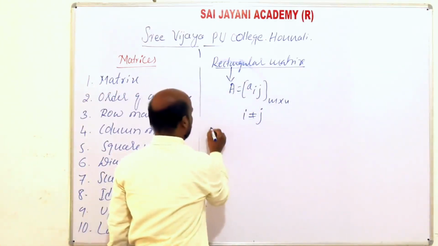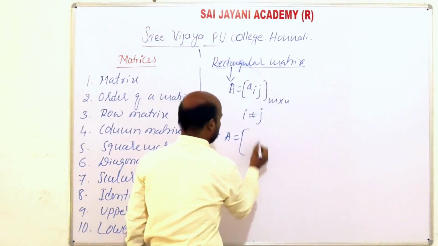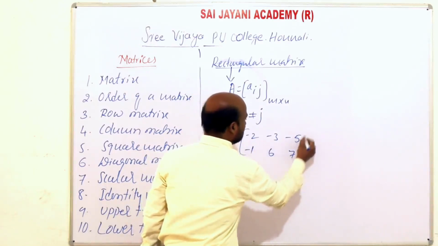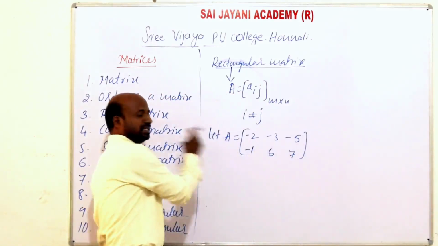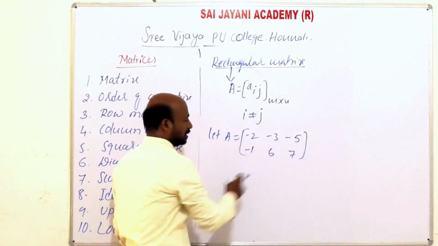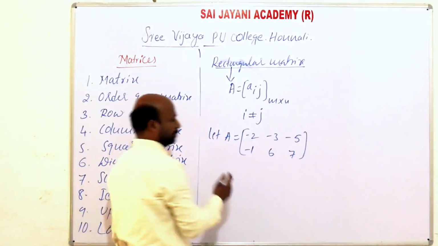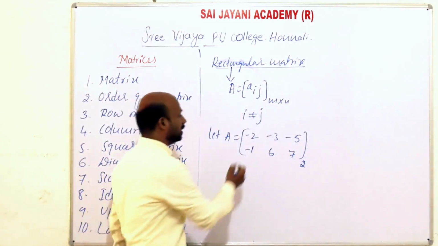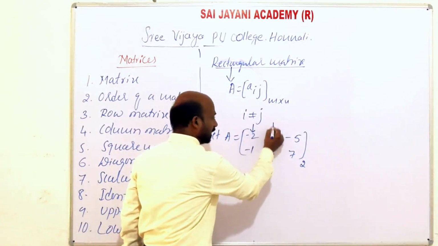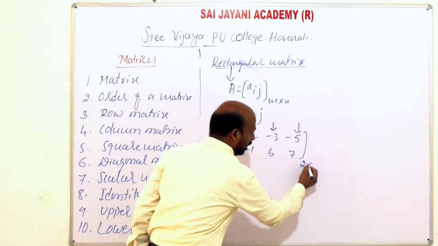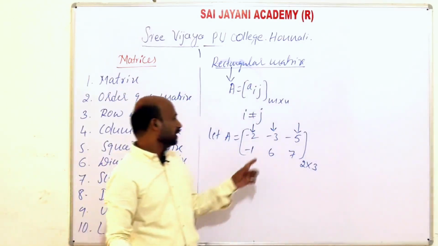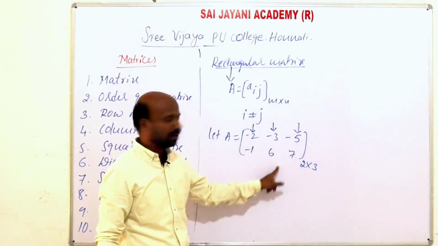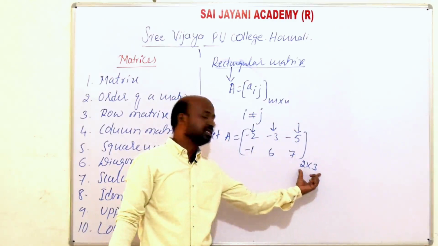So for example, let us take the matrix A = [-2, -3, -5; -1, 6, 7]. The matrix A has a first row and a second row. It means it has 2 rows, so the first number in the order is 2. It has first column, second column, third column. So the matrix A has 2 rows and 3 columns, and the order of the matrix is 2 by 3.